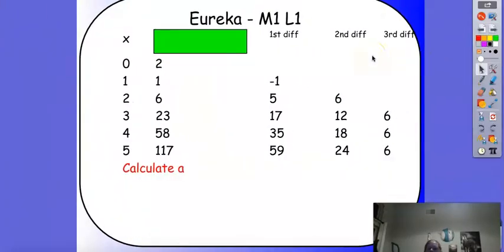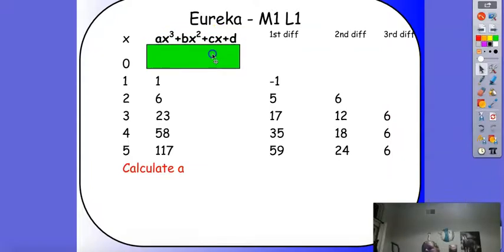Okay. So I know if my third difference is a constant 6, that means my fourth difference is 0. If my fourth difference is 0, what degree is my polynomial? It's going to be a third degree polynomial because the fourth difference is 0. So I know it's going to look like ax cubed plus bx squared plus cx plus d. But I have no idea what a, b, c, and d are.